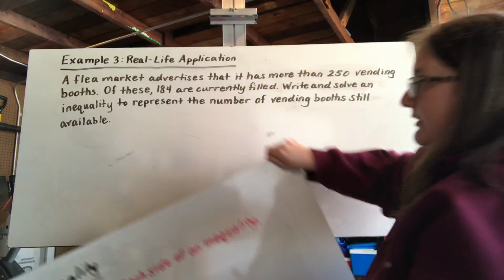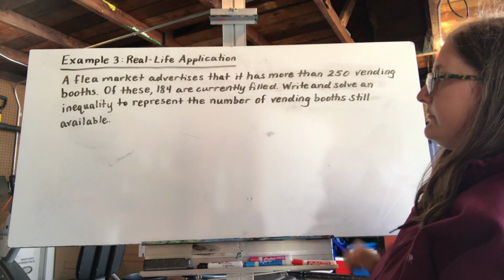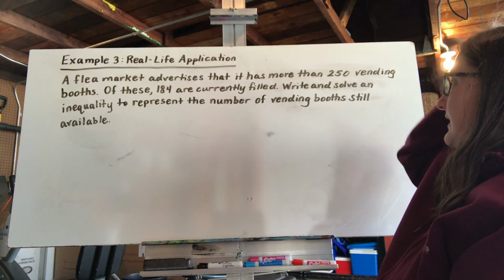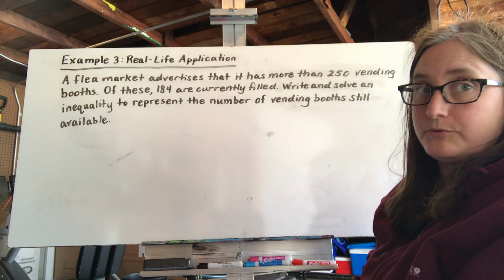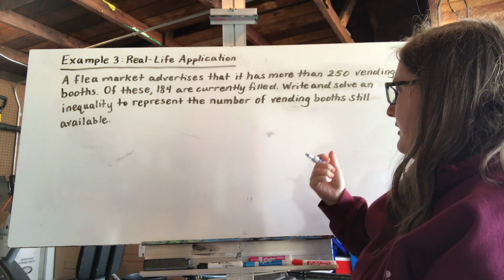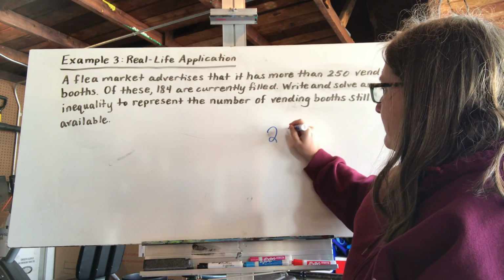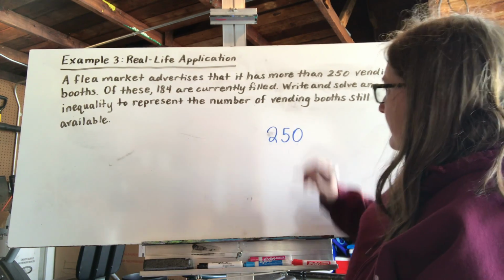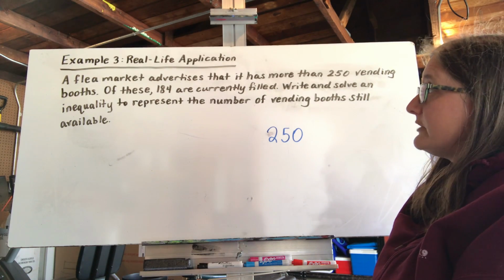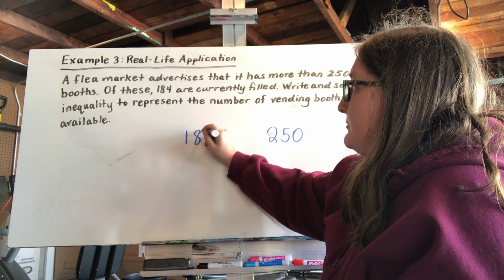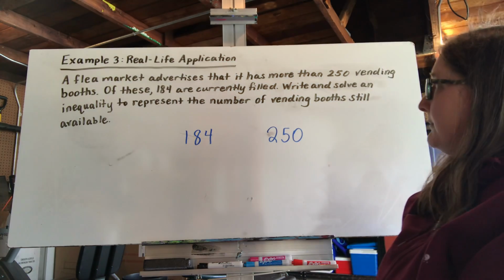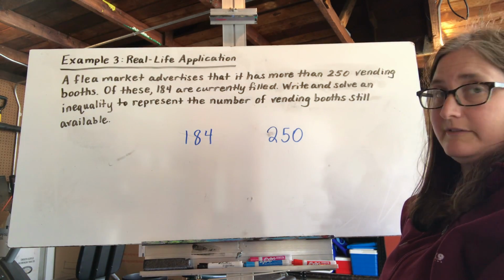And now for one real life example. So a flea market advertises that it has more than 250 vending booths. And it says that 184 are currently filled. There's some empty ones, and we're trying to find the empty ones. It wants to know how many are still available.